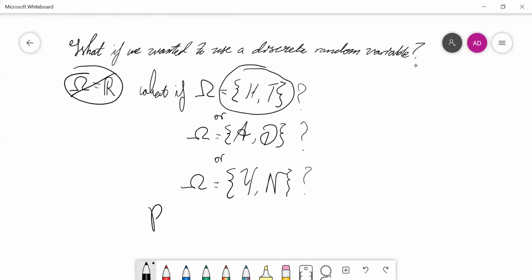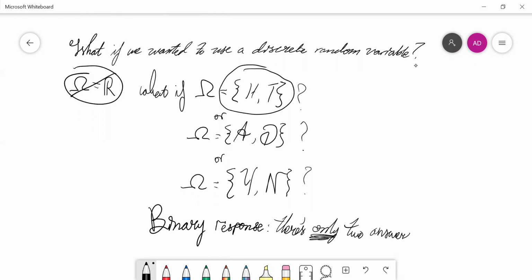And by binary response, this is a non-technical term, but I'm just going to let you know how I'm using it. This binary response is, there's only two answers. And whenever you have an answer, it's always going to be from your sample space, because it's going to be binary. Binary coming from this idea of just zeros and ones. Okay.